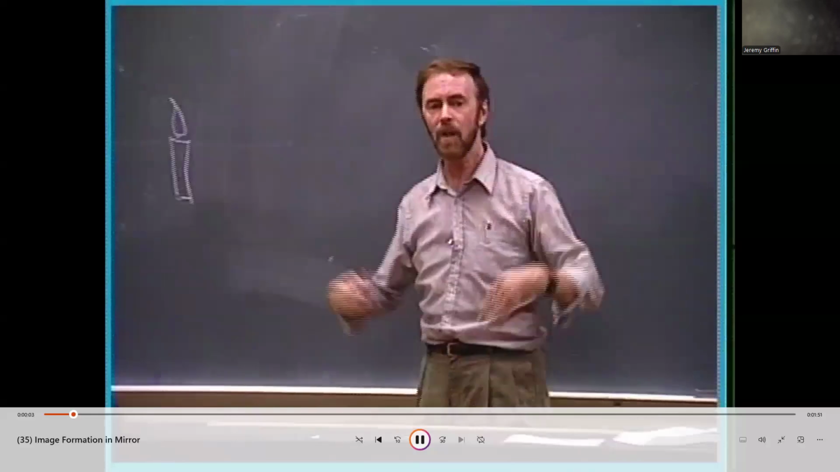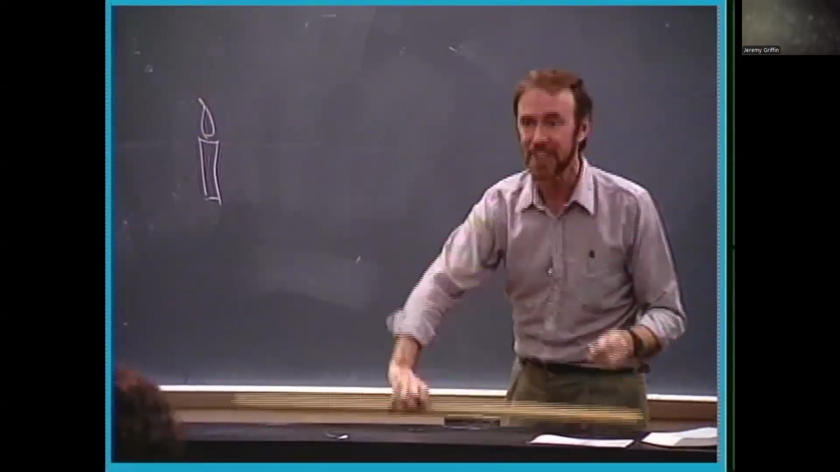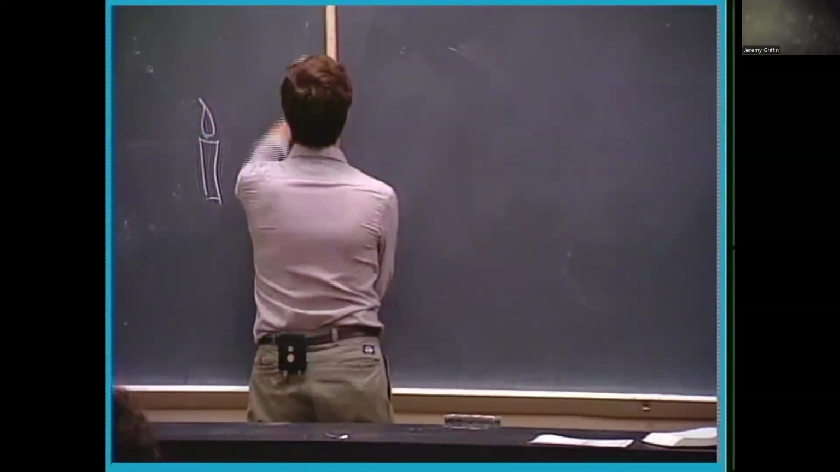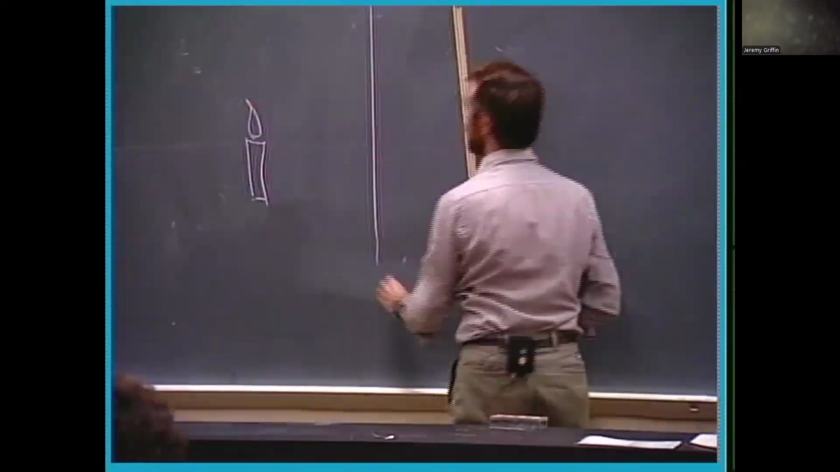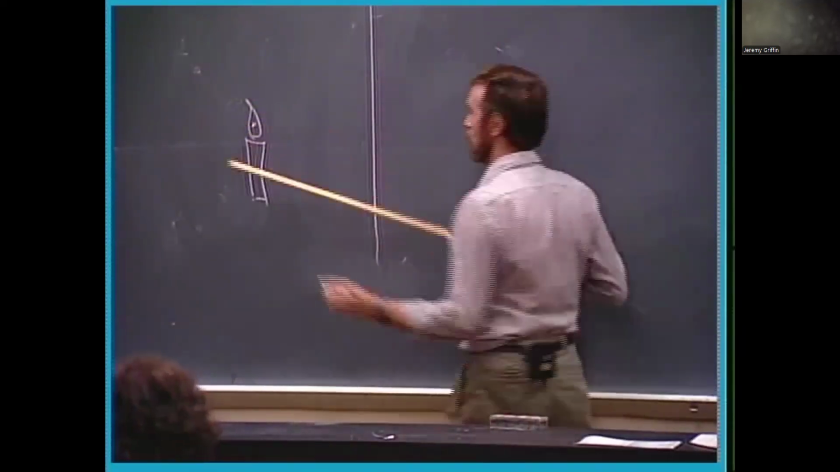Consider a candle. All optics books consider candles for objects, okay? Now we're going to look at the image that this candle gives in a mirror. Let's suppose right here, we have a mirror surface. Now what happens is light, let's just take from this point. Light goes in all directions.